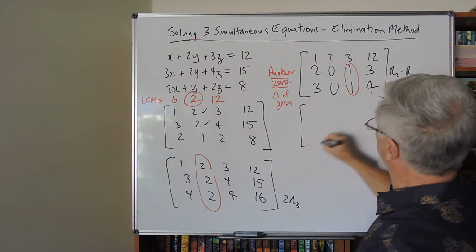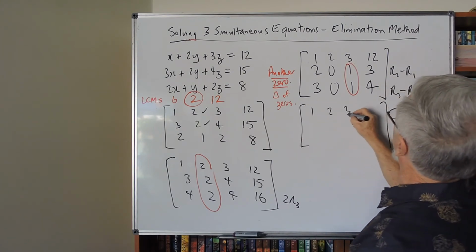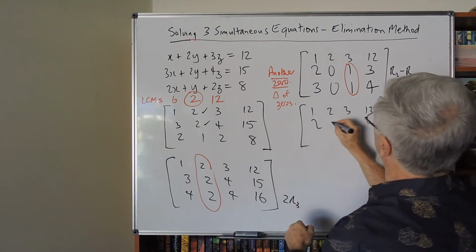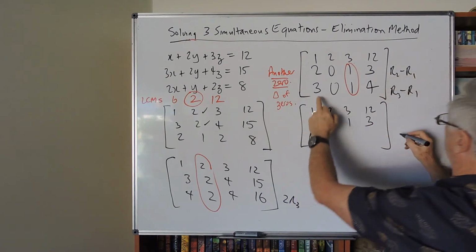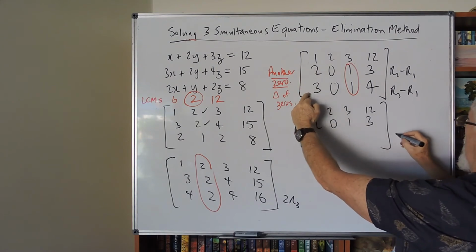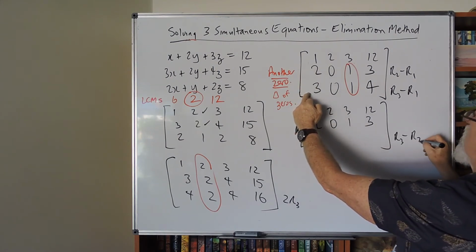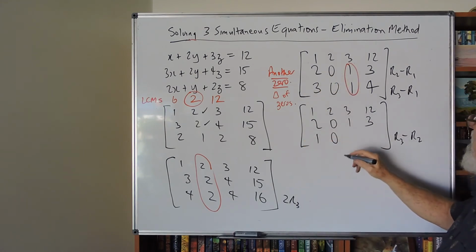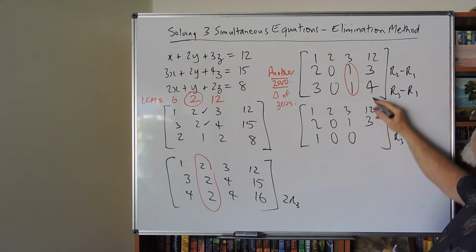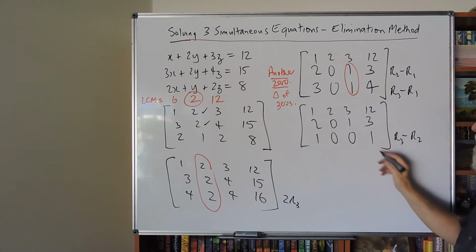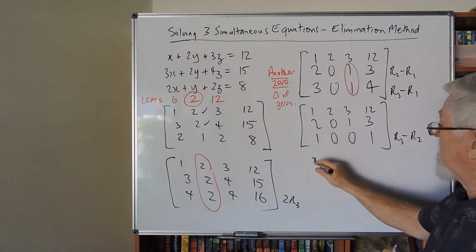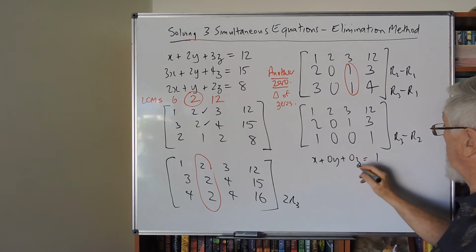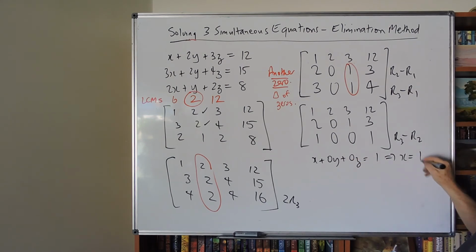So I'll draw my matrix again. The first one stays the same. On this one, that stays the same. And then I'm going to go, this one take them because they're again larger. Row 3 take row 2: 3 take 2 is 1, 0 take 2 is 0, 0, 0, 1 take 1 is 0, 4 take 3 is 1. What does this mean? That means that x plus 0y plus 0z equals 1. So in other words, x equals 1.